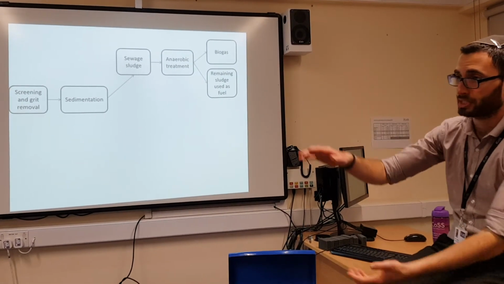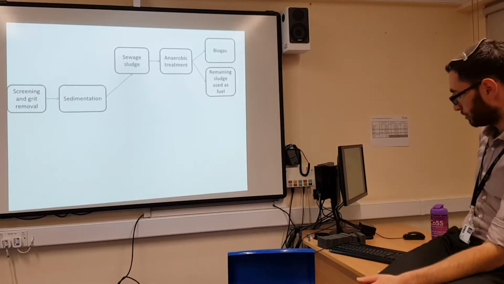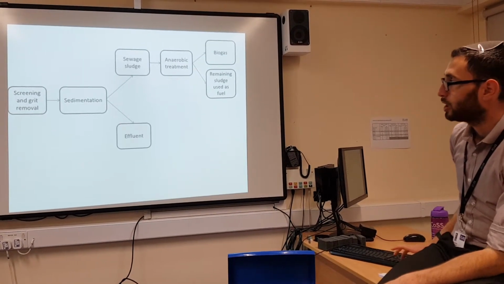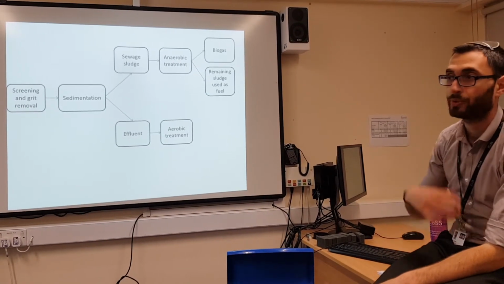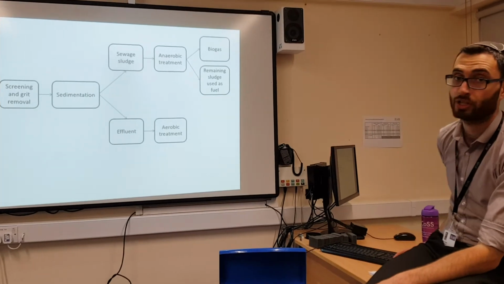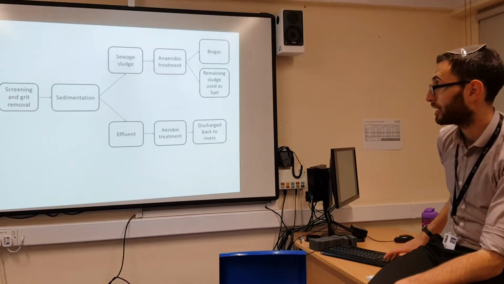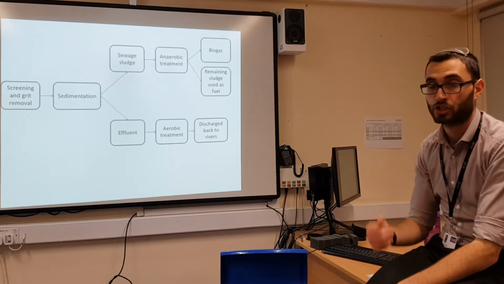So we've started with sedimentation, we've separated out the sludge on the bottom, that's that slimy gunky stuff, and then the liquid on the top, which we call the effluent. What do we do with the effluent? So the effluent we do aerobic treatment. So we allow bacteria to have oxygen, and then while they're in there, they're munching away anything that's harmful in there, and then once that's happened we can discharge it back into rivers.